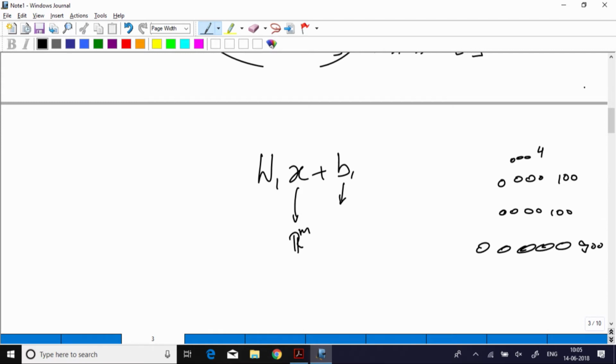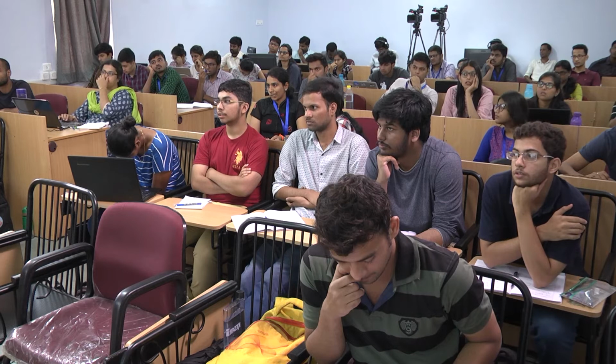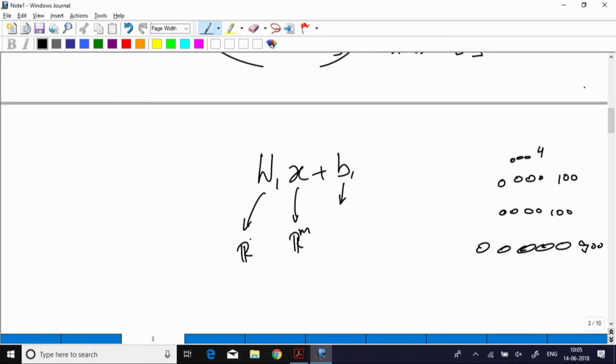Okay, let's assume this. Now, can you tell me what is W1? (900 cross 100), right? Is that fine? So I'm going to call it M cross D1, where D1 is the number of neurons in the first hidden layer. And I'll have D2 and I'll have K. What is B1? How many biases do you have? One for each neuron in the hidden layer. So that means B1 would be of size R^D1.